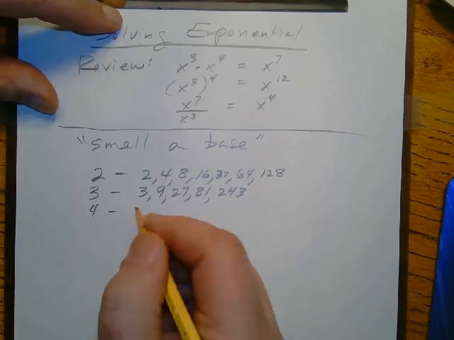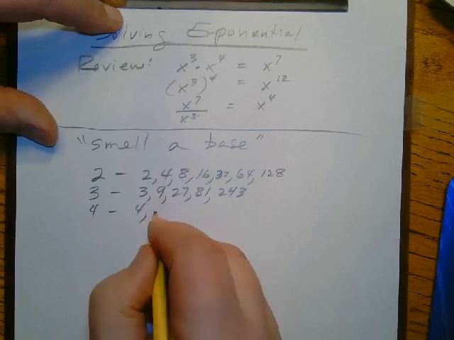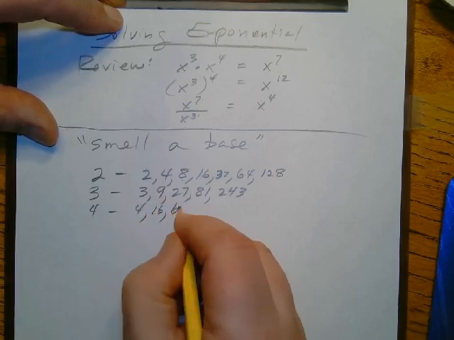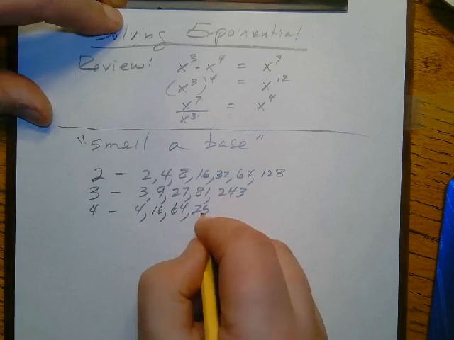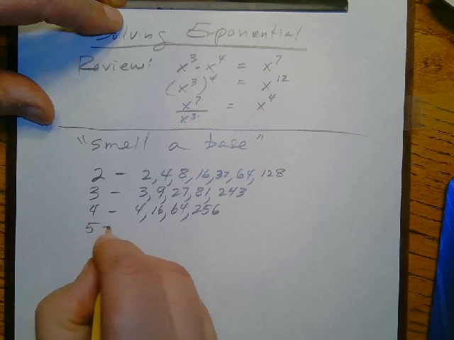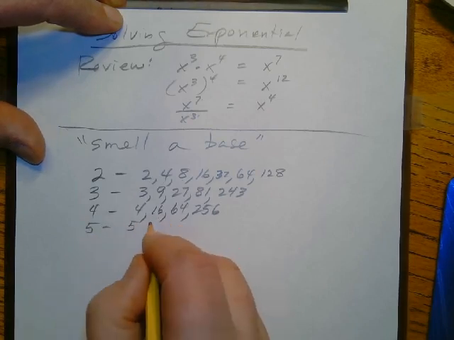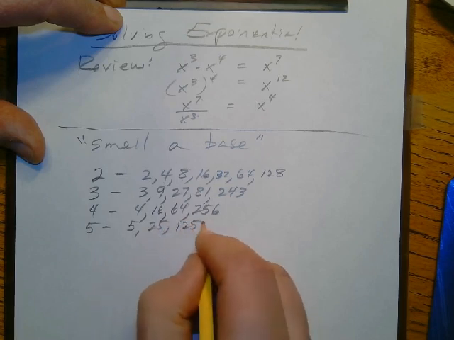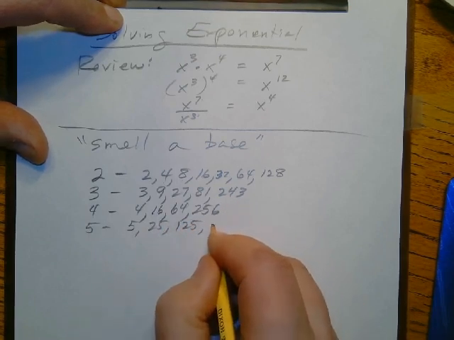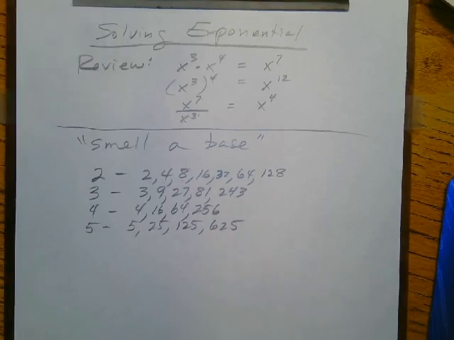4's, 4 to the first is 4, 4 to the second is 16, 4 to the third is 64, 4 to the fourth is 256. And then 5's, 5 to the first is 5, 5 squared is 25, 5 to the third is 125, 5 to the 4th is 625. These are the main ones that you're going to need, but you've got to be able to recognize, oh, 81. That's 3 to the 4th power. You've got to be able to recognize them to do this assignment.